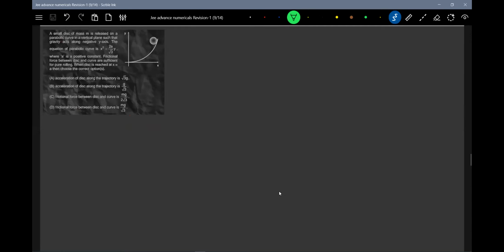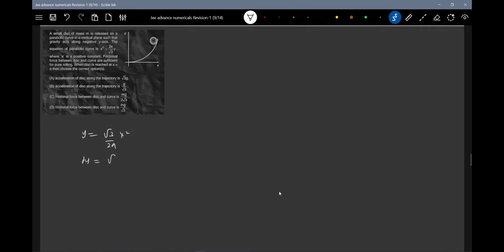A small disk of mass m is released on a parabolic curve in a vertical plane such that gravity acts along the negative y axis. The equation of the parabolic curve is x square y is equal to root 3 by 2a x square. I think it's just testing our rolling motion. Okay, let me differentiate.